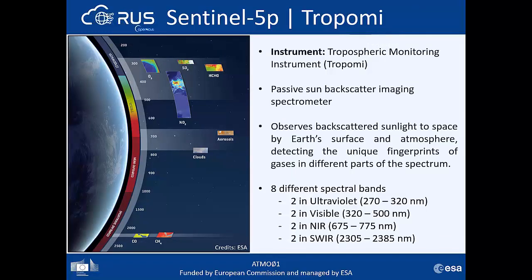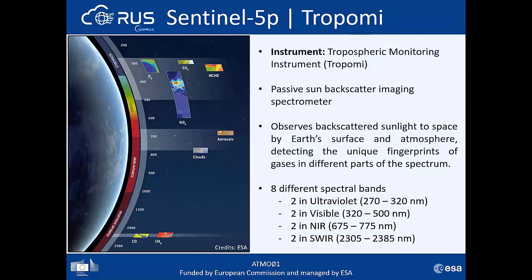So let's talk now about the instrument carried by Sentinel-5P. What sets TROPOMI apart is that it measures the ultraviolet and visible, near-infrared and shortwave infrared spectral bands. This means that a wide range of pollutants can be imaged more accurately than ever before. And with the resolution of 7 by 3.5 kilometers, it has the potential to detect air pollution over individual cities.